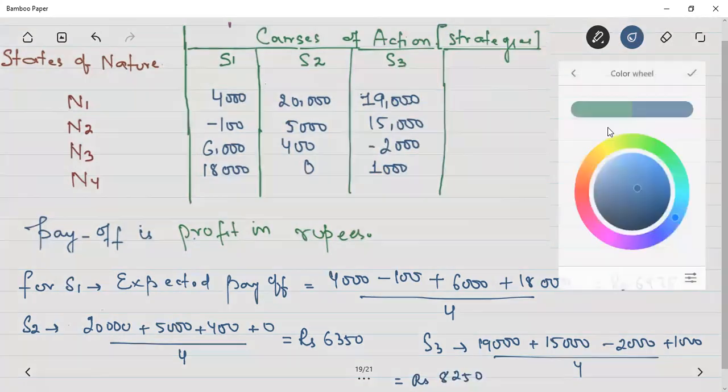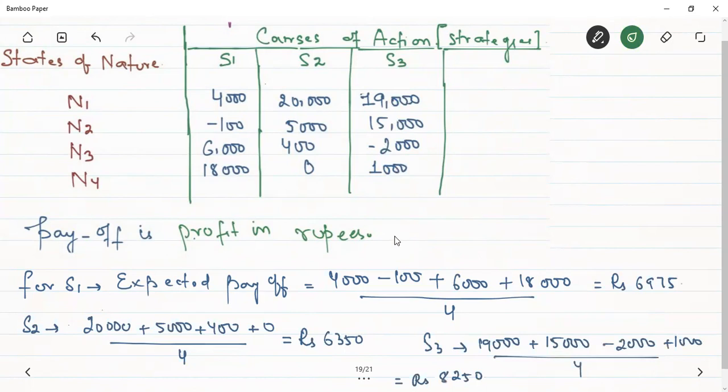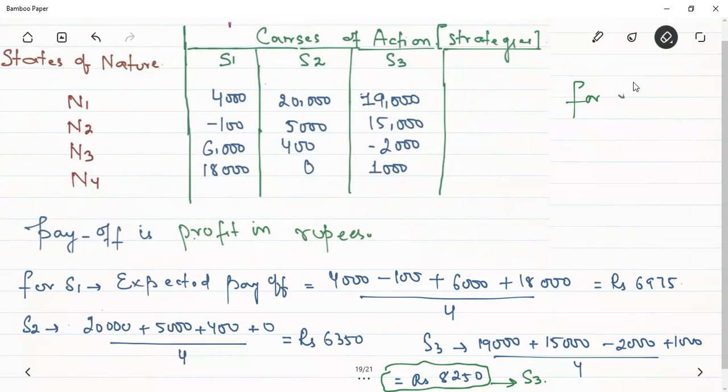And since this is a problem of maximization, we will select the highest payoff. The highest payoff is for this, therefore S3 will be selected because it has the highest payoff. Had this problem been of minimization, we would have to select the lowest value of the expected payoff, the average payoff.